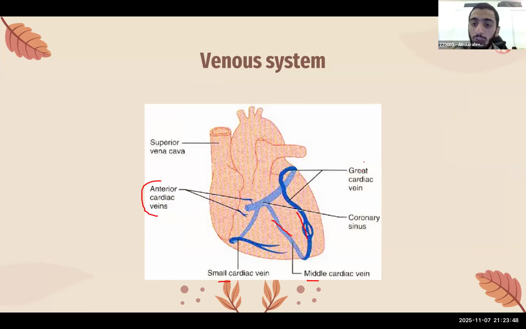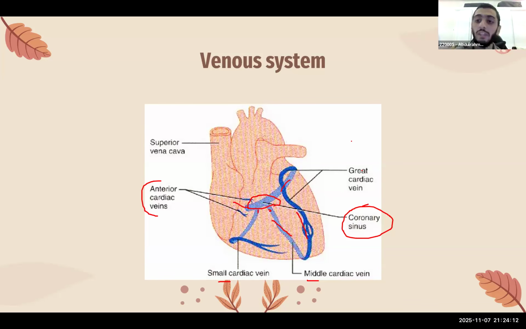Now, two important things when it comes to veins. First of all, what is the main vein of the heart? The coronary sinus. So the great vein, the middle vein, and the small vein, all of them open up into the coronary sinus. So 1, 2, 3, and all the other veins of the heart open to the coronary sinus. And then the coronary sinus goes into the right atrium.